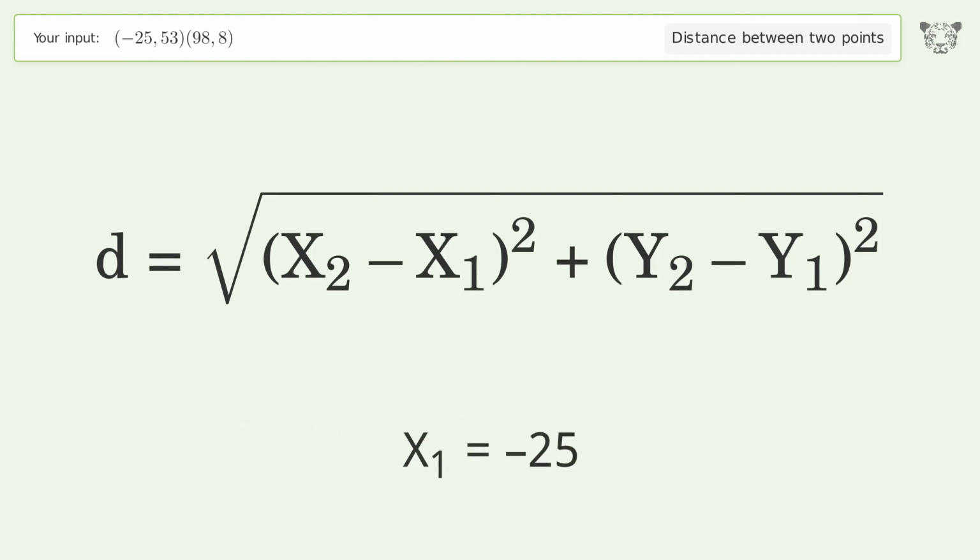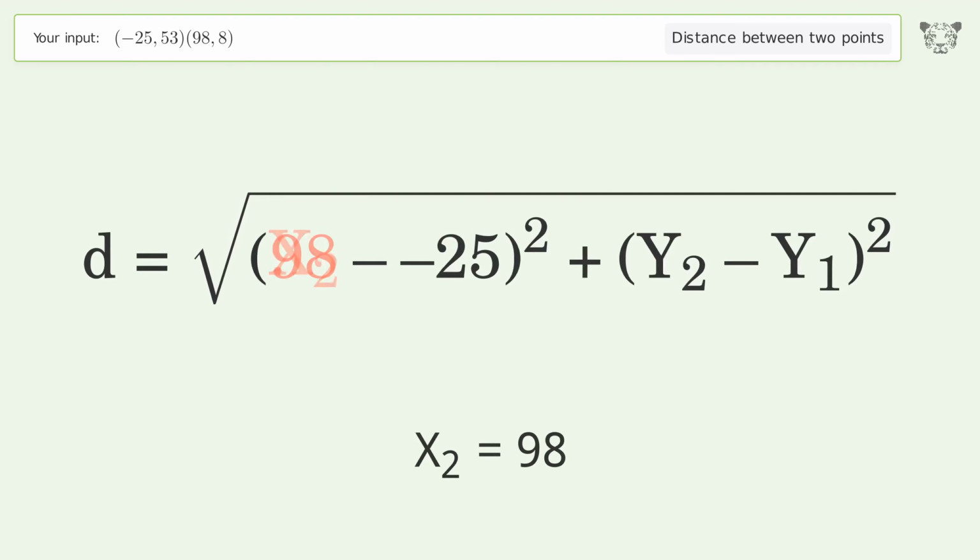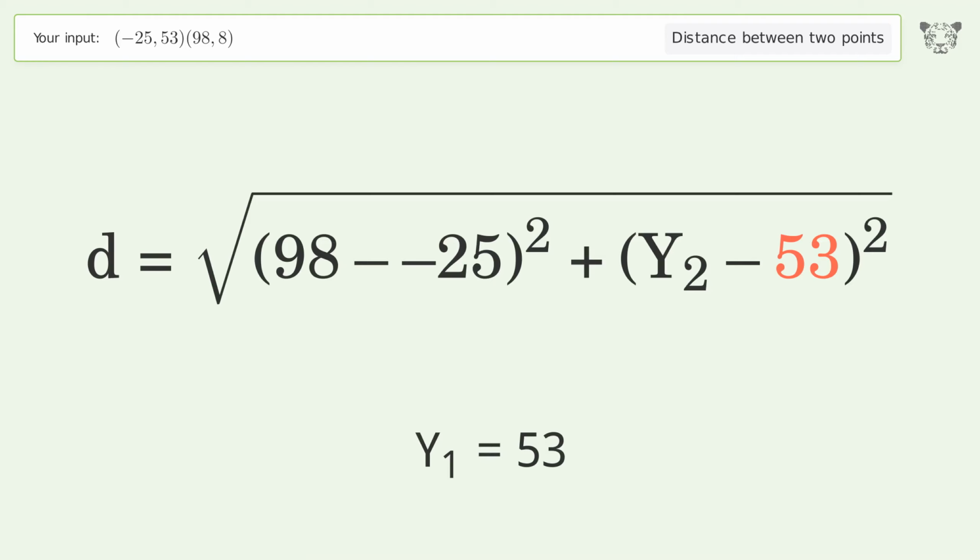x1 equals -25. x2 equals 98. y1 equals 53. y2 equals 8.